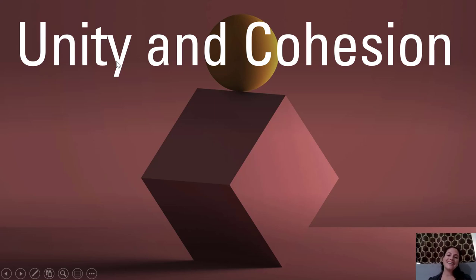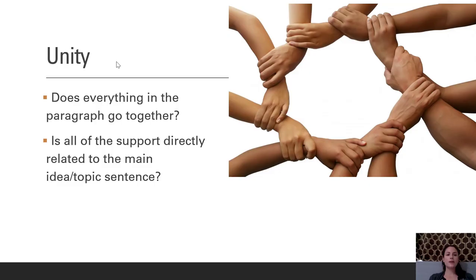Hi everyone! Today we're going to talk about unity and cohesion in our writing. So, when we talk about unity, we think of the word unified. Does everything go together? Are we united? So, in our writing, we want to ask ourselves, does everything in the paragraph go together? Is it all connected back to our main idea or topic sentence?